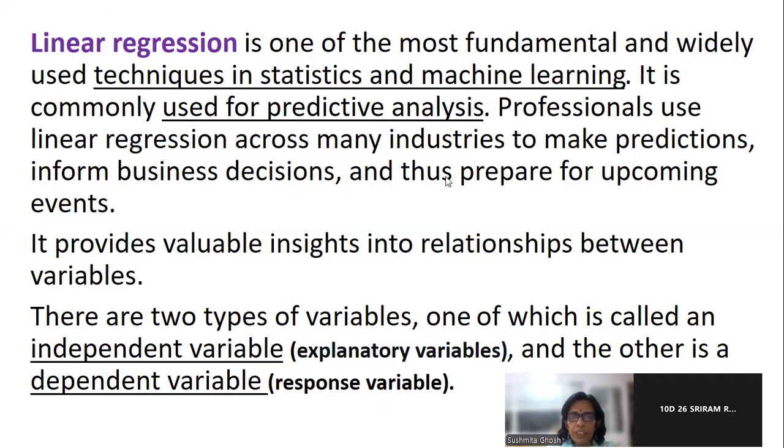Professionals use linear regression across many industries to make predictions, inform business decisions, and thus prepare for upcoming events. You can predict sales, you can predict prices, you can predict inflation. Lots of things you can do which will help the business. And it's very obvious, it provides me with valuable insights into the relationships of different variables. Now, what exactly are you considering? I'm considering 2 types of variables for this particular example: independent variable and dependent variable.